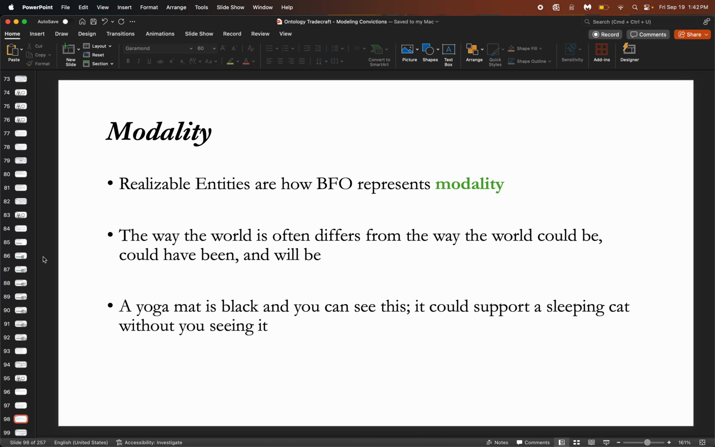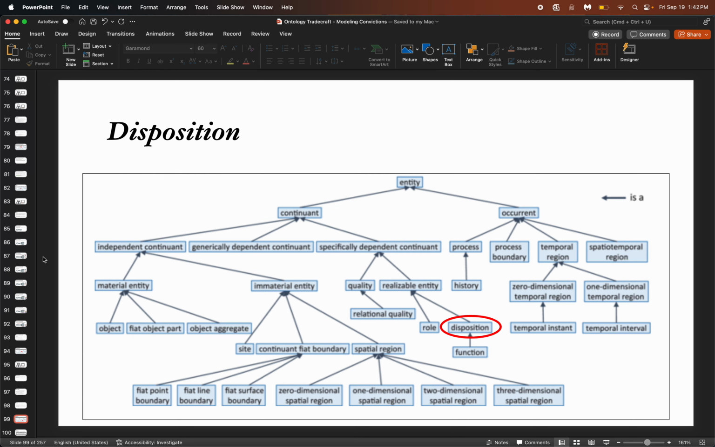The way the world is often differs from the way the world could be or could have been or will be, and we represent these various ways as modalities in terms of realizable entities in BFO. The yoga mat is black and you can see it, but it could support a sleeping cat without you seeing it. What grounds that? There are two special types of realizable entities worth talking about.